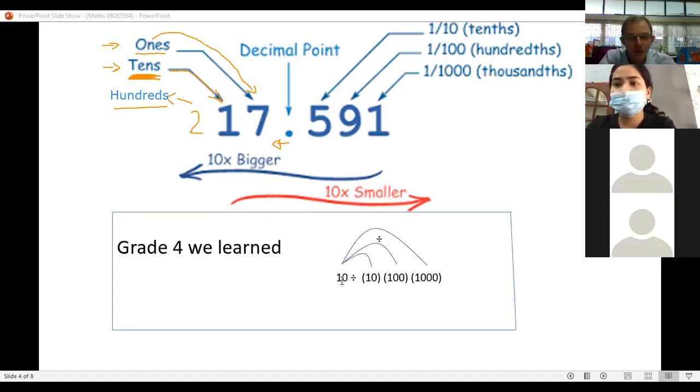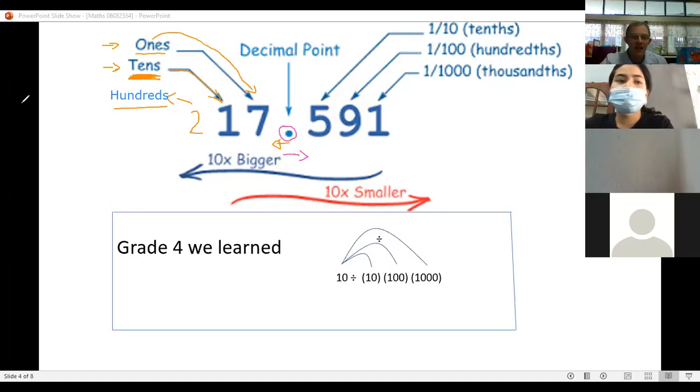If we move to the other side, to the right of the decimal point, this is the barrier between more than 1 and less than 1. More than 1 is on the left. Less than 1 is on the right.